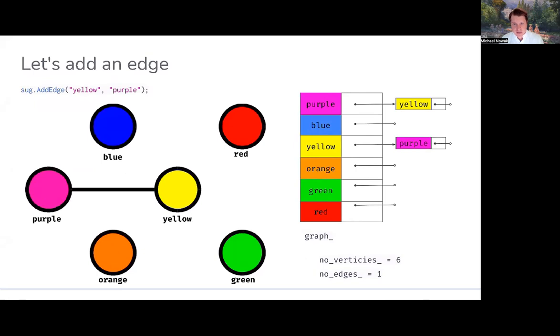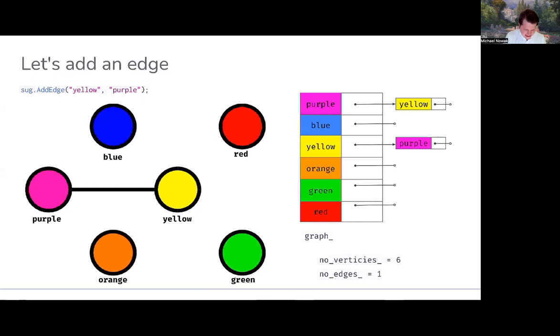Let's say we have some function add edge, which will take the names of two of our vertices. We're probably going to want to make some checks here to ensure that both yellow and purple are valid vertices within our collection of vertices. And then we would also like to ensure that there's not already an edge between them. Now, if these two constraints are satisfied, we can go ahead and begin to create that edge. And how we do it is quite simple.